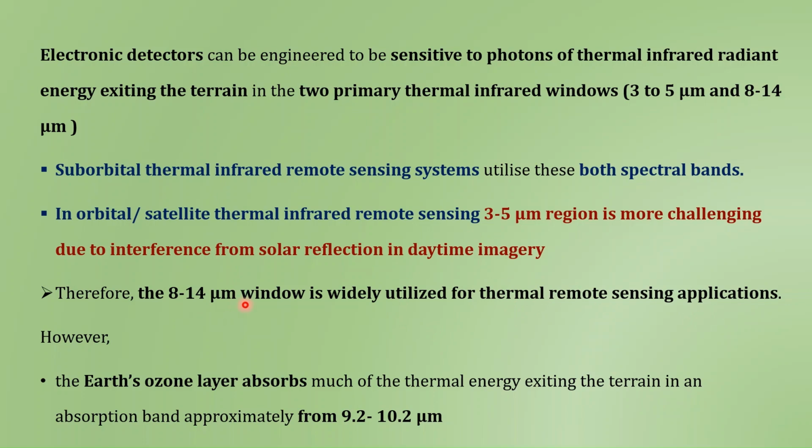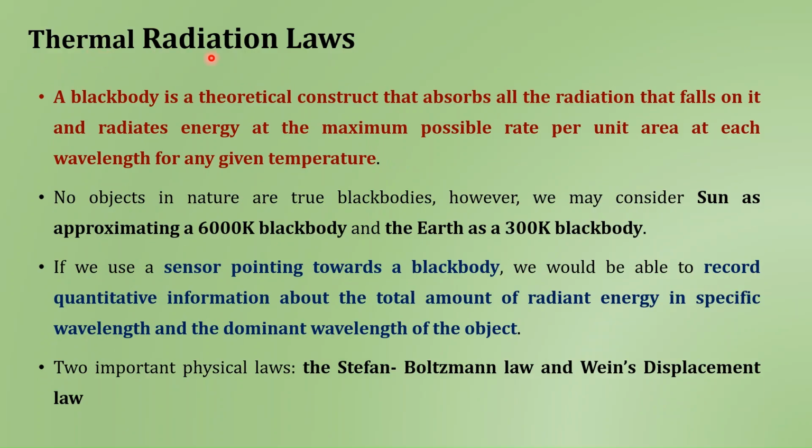Now, within this window, the electromagnetic radiation falling in the 9.2 to 10.2 micrometer range is absorbed by the Earth's ozone layer. So, within this window, we have the range from 8 to 9.2 micrometer, and then from 10.2 to 14 micrometer. Now let us learn about the thermal radiation laws which are important in thermal remote sensing, because this branch deals with the emitted energy from the object.